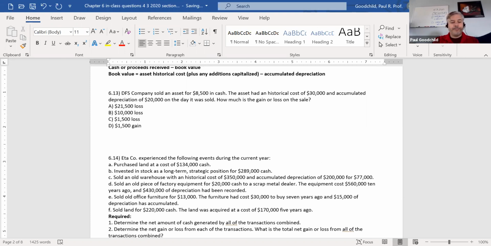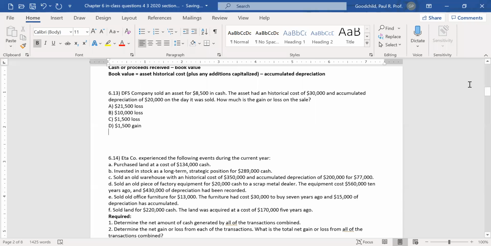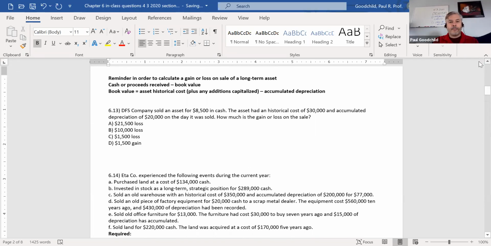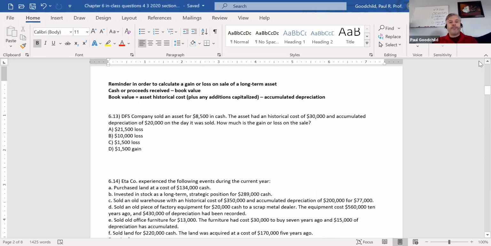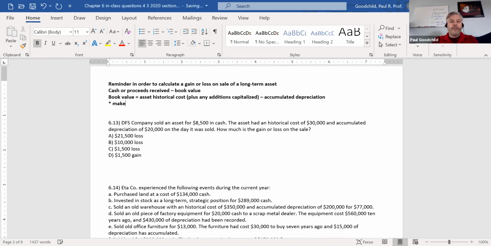Okay, so for this question, can you scroll back up a little bit? Yep, thanks. Sorry. So for this question, what we have to do, and I'm going to put this up here in a note, is make sure depreciation is up to date. So in some questions, we may need to calculate partial period depreciation.